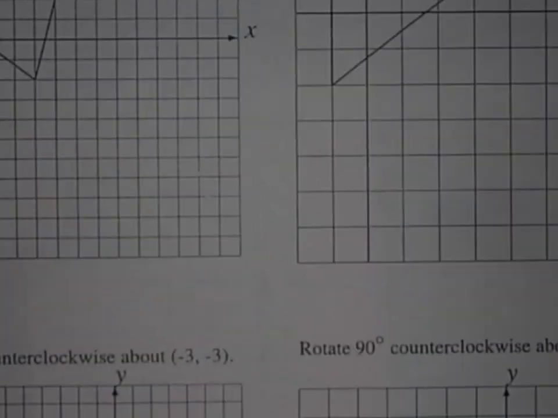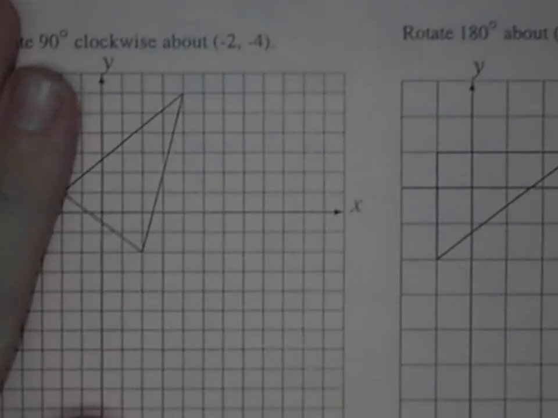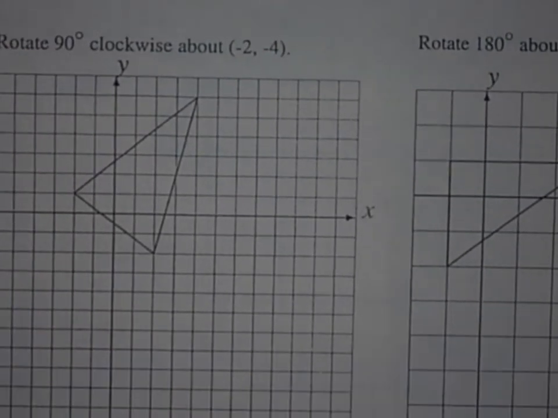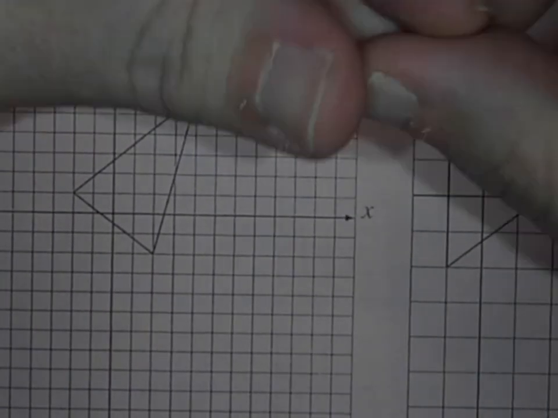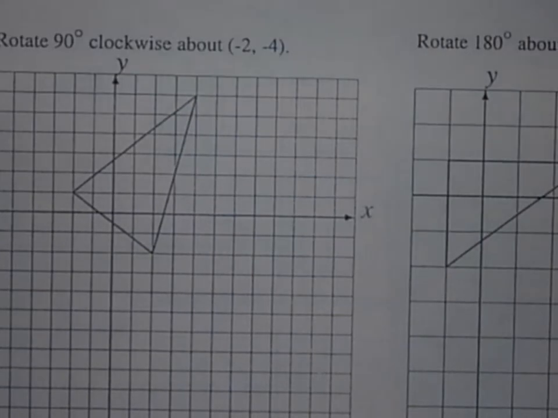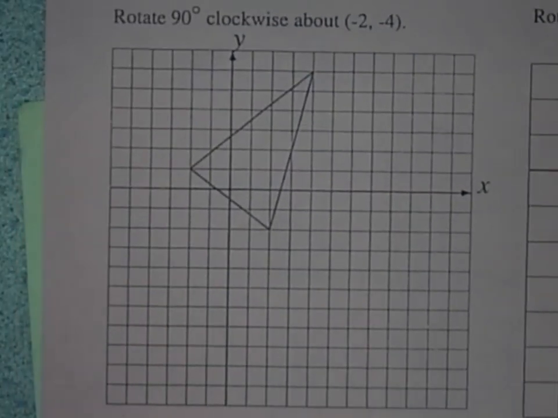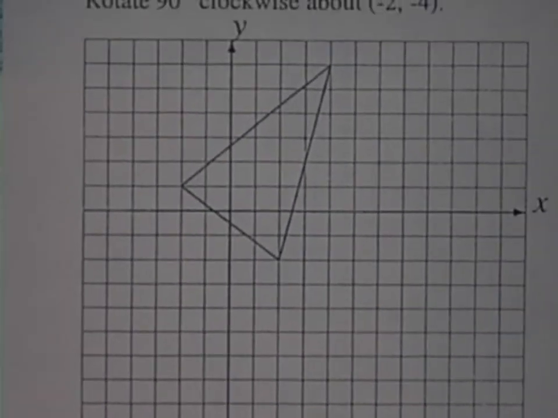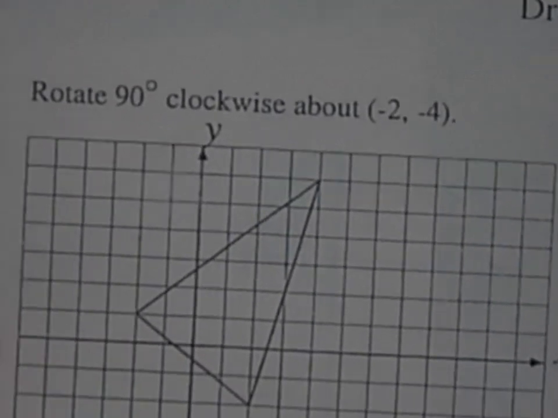Now, for the new stuff. This is going to be fun. Okay. So, up until now, you guys have always rotated around the origin. Now we're going to change it, and we're going to pick a different point to rotate around. Okay? So if we look at this, it is saying rotate around the point -2, -4.